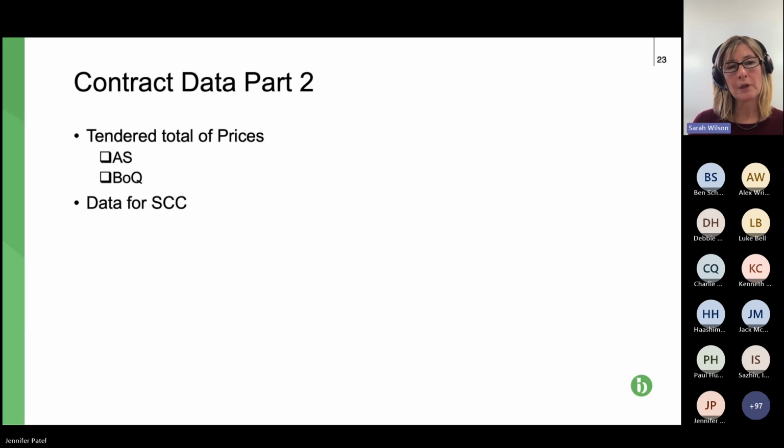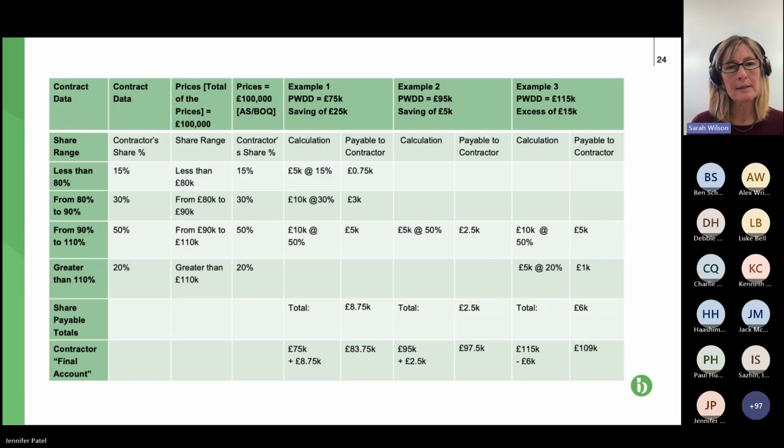So this is just the contract data part 2 deals with that target cost. And if we can move to the next slide, please. Right, so this is the example. It looks hideous, but I'm hoping it'll all be pretty simple for you guys.